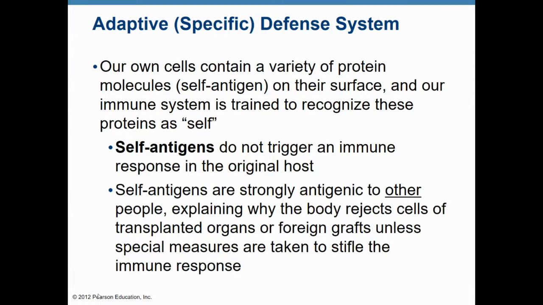So a self-antigen, your own antigens, do not trigger an immune response in you, but if we transplant your tissues into somebody else, then it will trigger an immune response. And that explains why our bodies tend to reject the cells of other individuals unless extreme measures are taken in order to prevent rejection, right? You have to take anti-rejection drugs, and you have to take steroids to suppress your immune system.